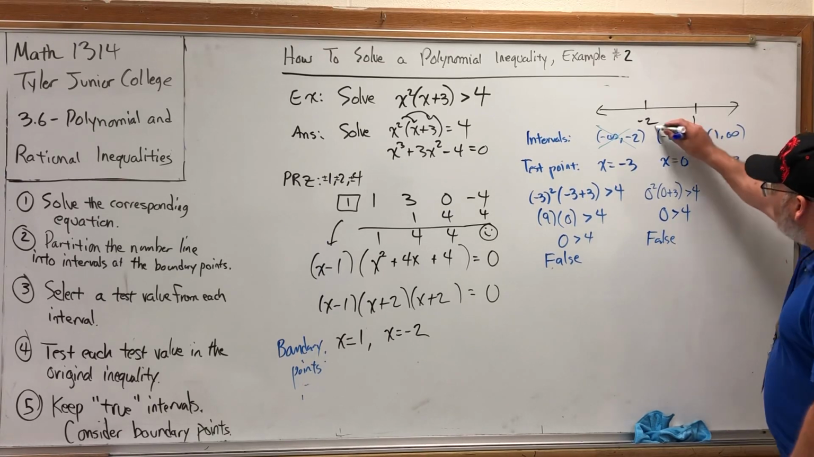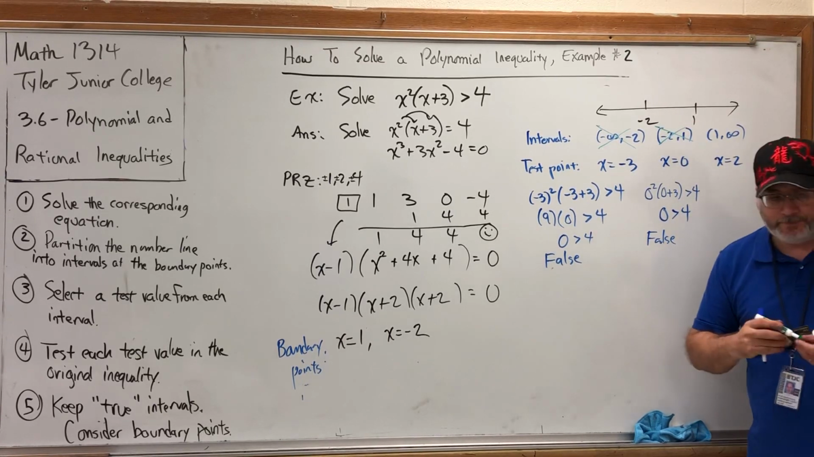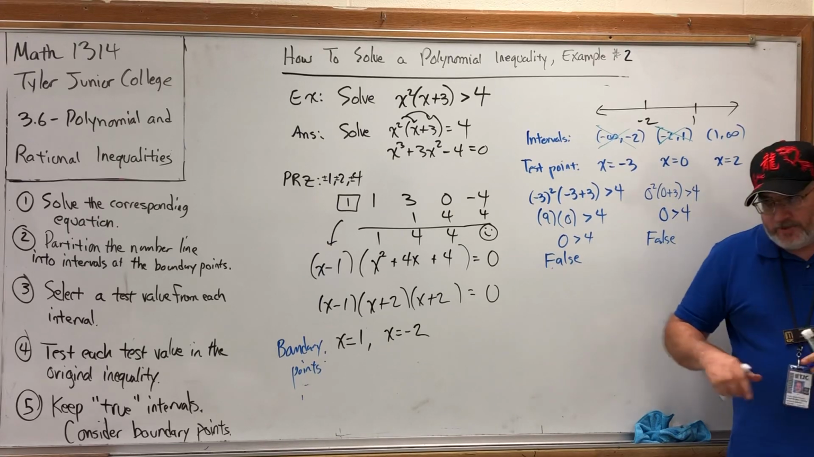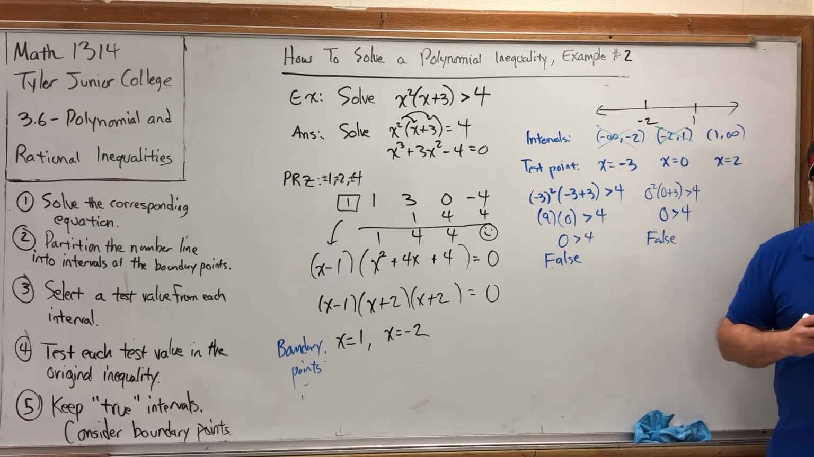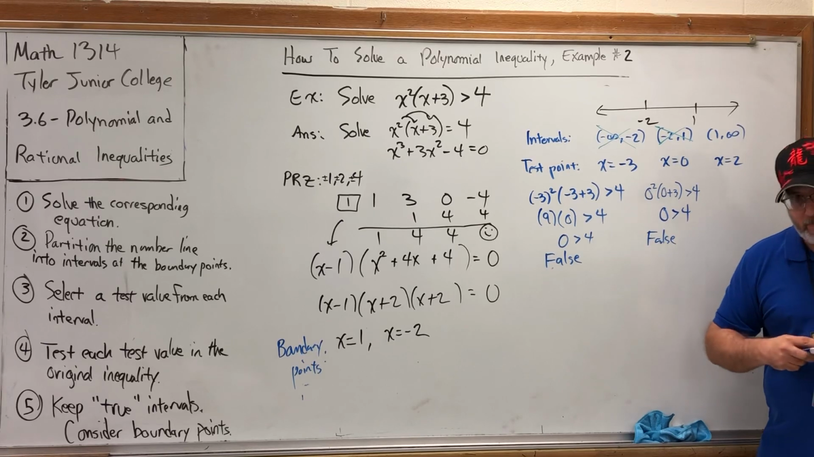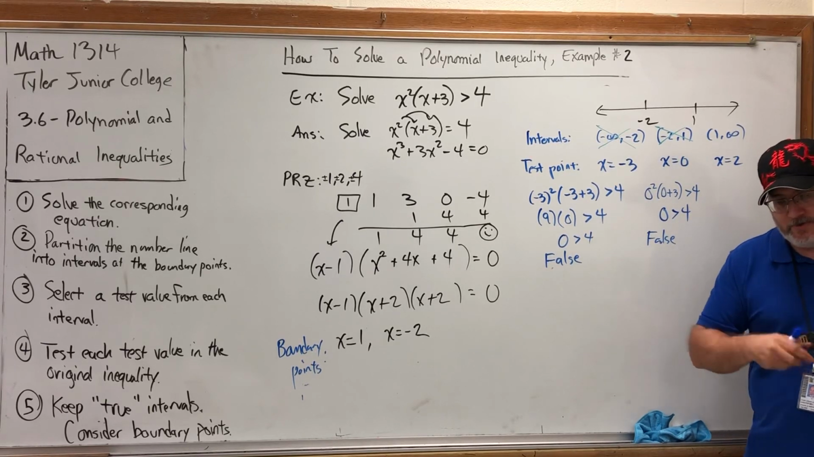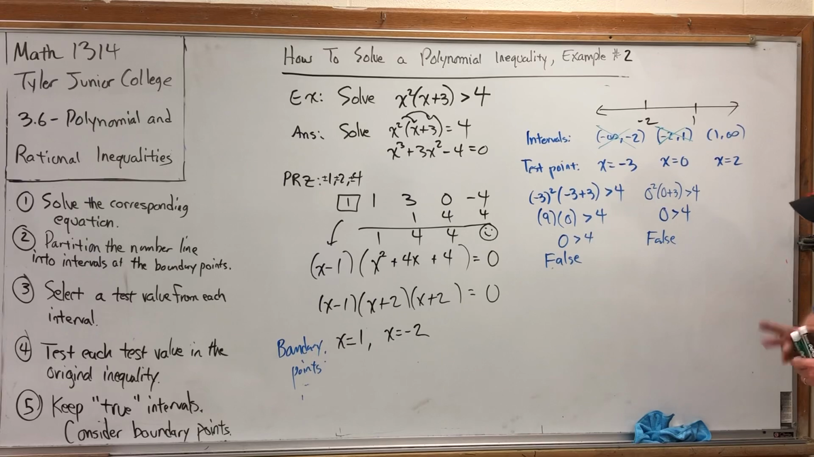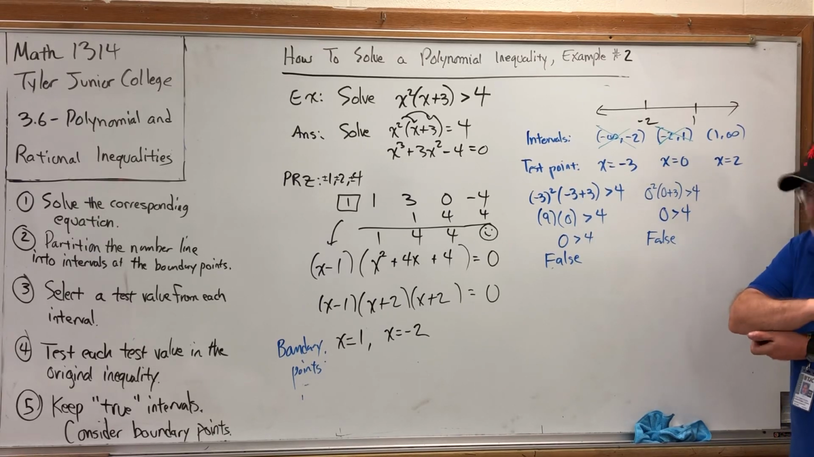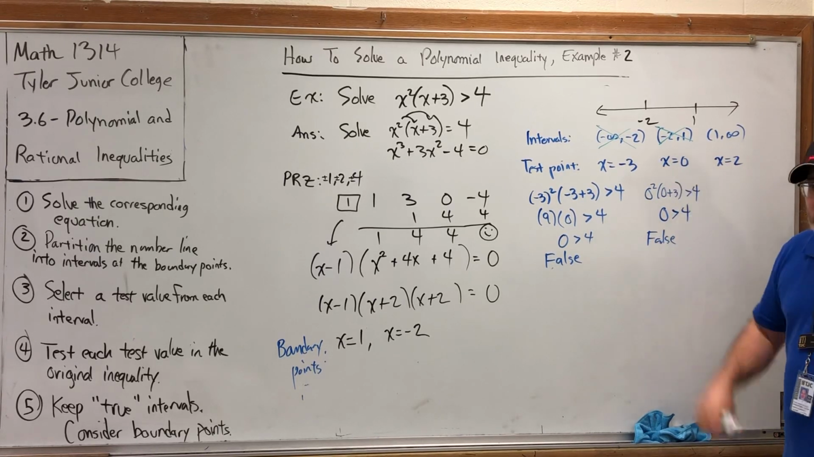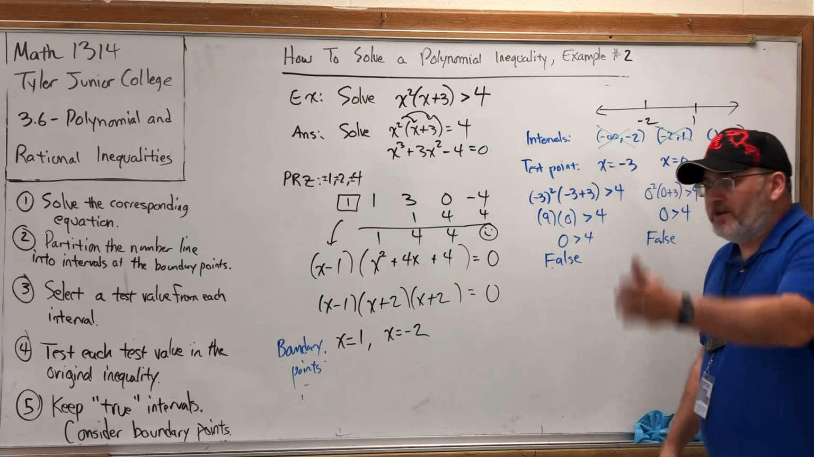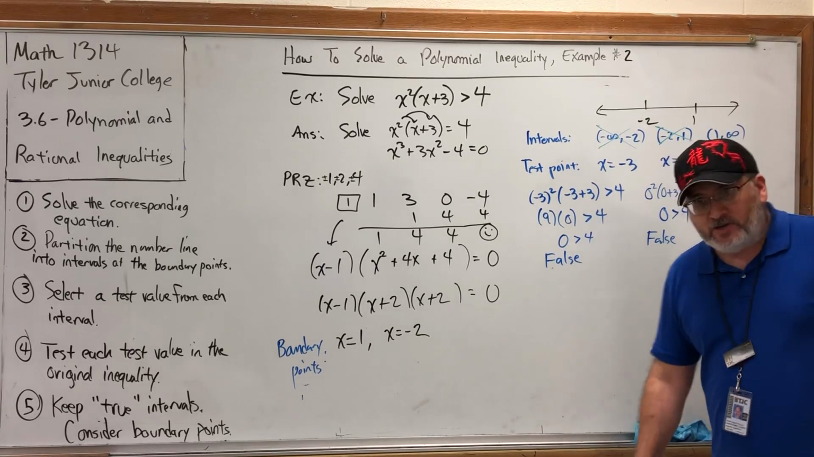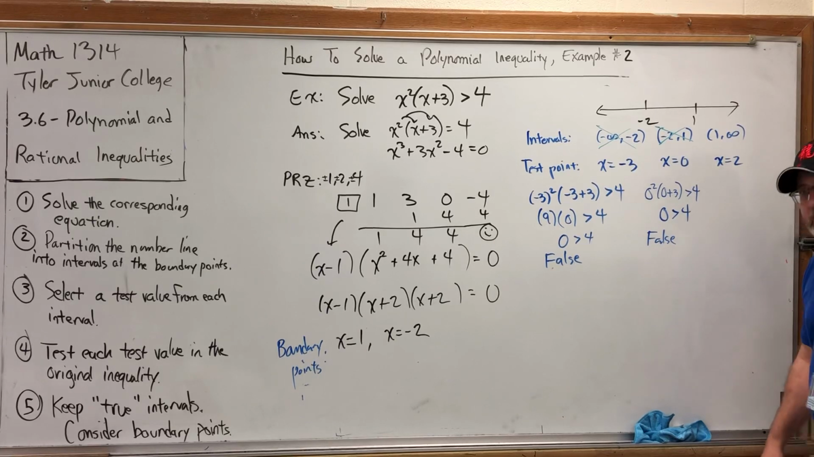I want to take this opportunity to dispel a myth. The myth is the intervals alternate between true and false, as they did in the previous video where it went false, true, false. There are certain functions where that is true, but there are certain functions where it is not. So you can't just test the first one and assume that it's going to change after each boundary point. You have to check each one.